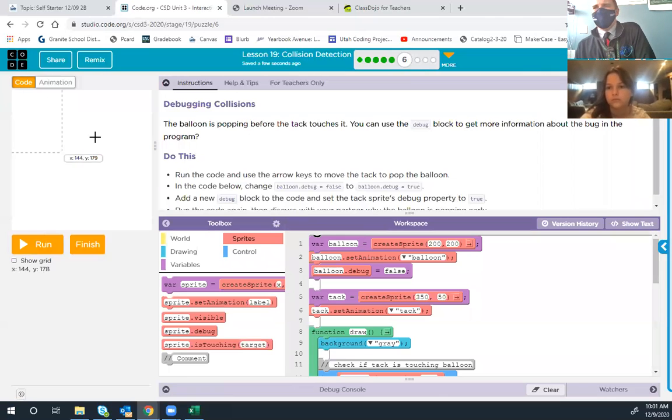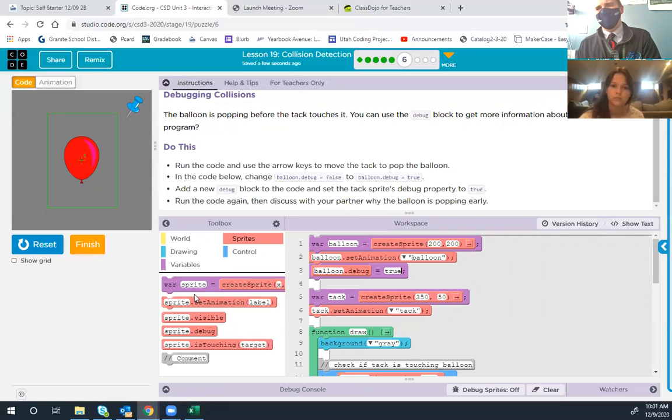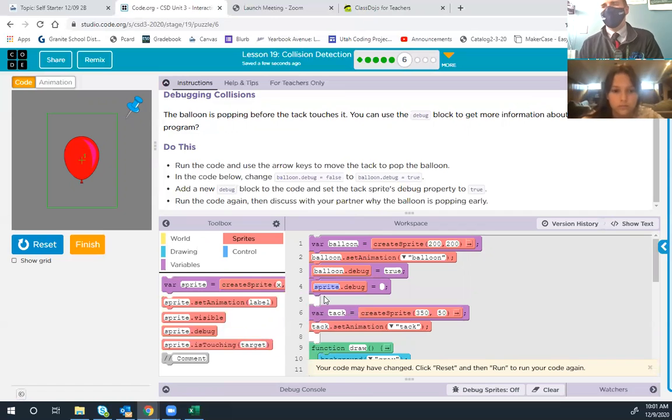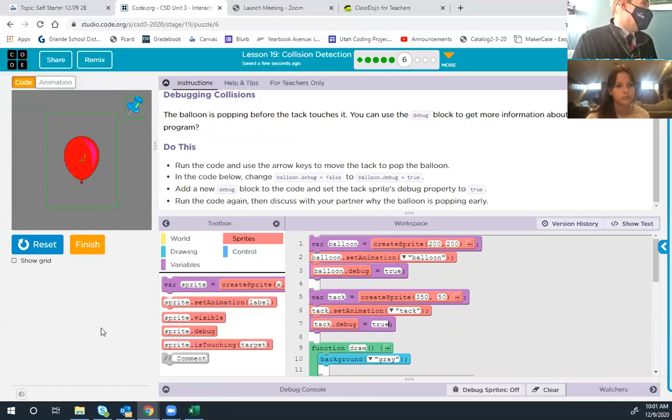And so that's what they're trying to point out here. So what you need to do in the code below is change balloon.debug equals false to balloon.debug equals true. And add a new debug code to the code and set tack sprite debug property to true. And then we're supposed to run again, actually, even though I already pointed it out to you. Okay, see, there's my problem. And then when I do tack.debug equals true, that actually should go down here after I make it, and I just need to spell true right. Okay. So, as hopefully you guys can see, once my tack hits that line right there, it registers that it pops. Okay. And that's all you have to do for this one.